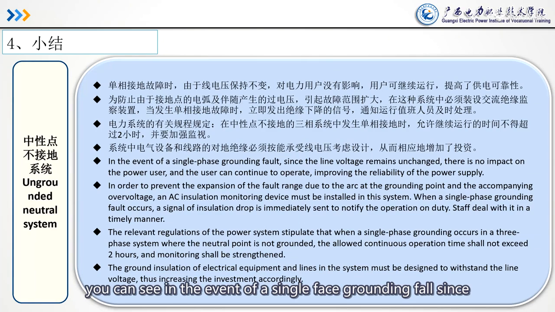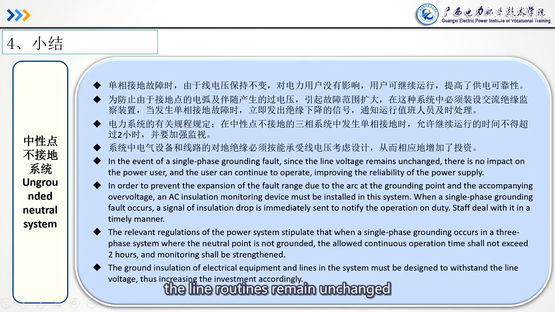And we have a little summary about the ungrounded neutral system. You can see in the event of a single-phase grounding fault, since the line voltage remains unchanged, there is no impact on the power user, and the user can continue to operate, improving the reliability of the power supply. In order to prevent the expansion of the fault range due to the arc at the grounding point and accompanying overvoltage, an AC insulation monitoring device must be installed in the system. When a single-phase grounding fault occurs, a signal is immediately sent to notify the operation staff on duty to deal with it in a timely manner.